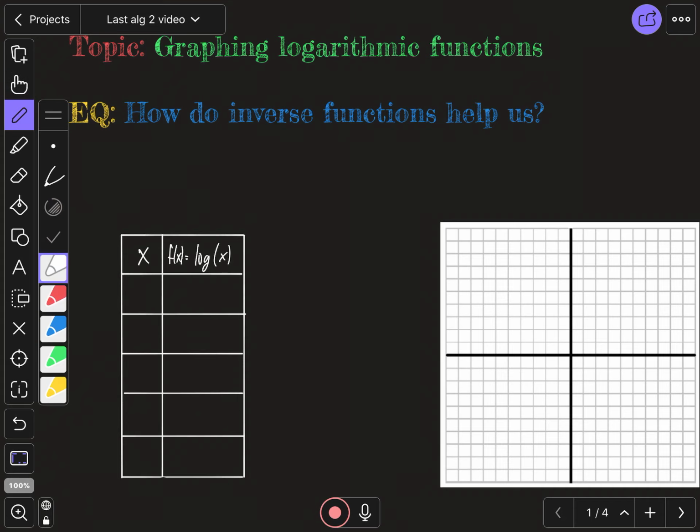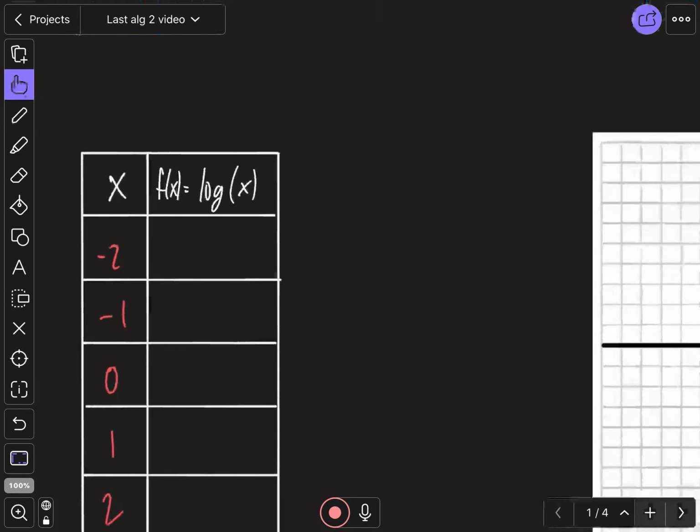Sometimes we just throw numbers at it and say, what if x was 0? What if x was 1? What if x was 2? Okay, let's look at some negative numbers. What if x was -1? What if x was -2? And so we try to plug those values into the function.